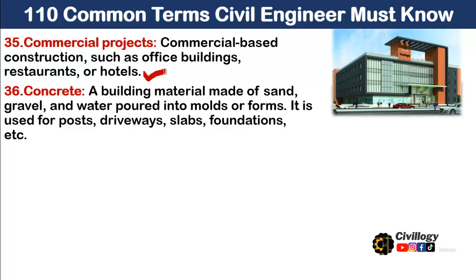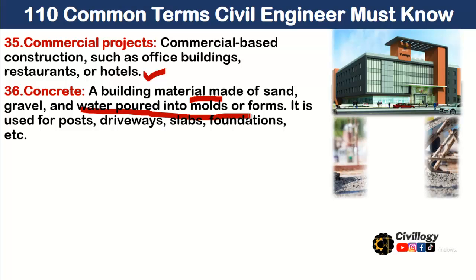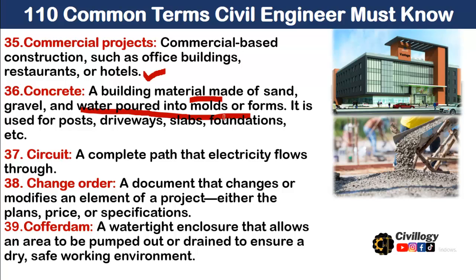Point number 36, concrete. Every engineer is familiar with this word, but how to define concrete? Concrete can be defined as a building material made of sand, gravel and water poured into molds or forms. It is used for posts, driveways, slabs, foundations, etc. Okay. Point number 37. What is a circuit? How can we define a circuit? A circuit is defined as a complete path that electricity flows through.